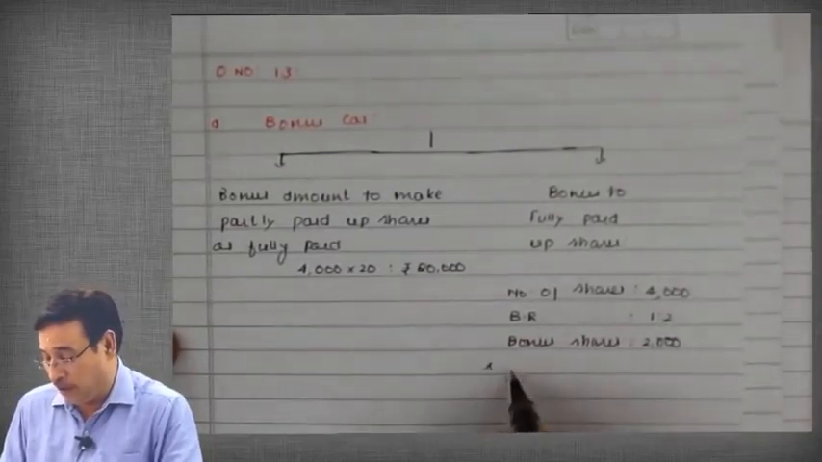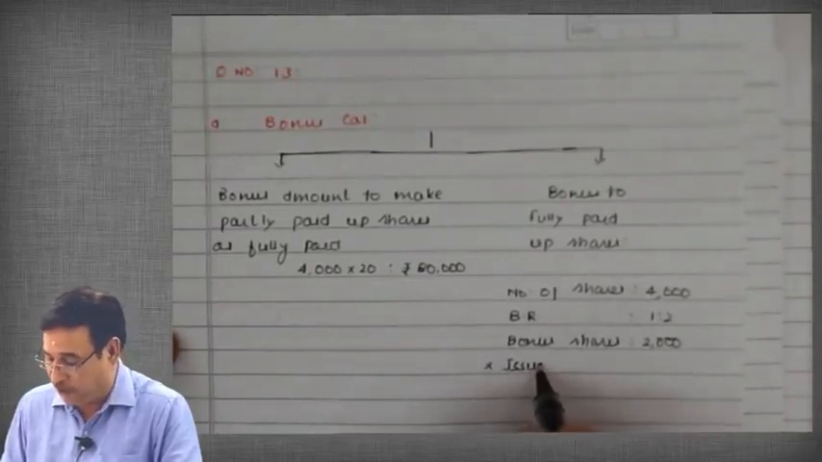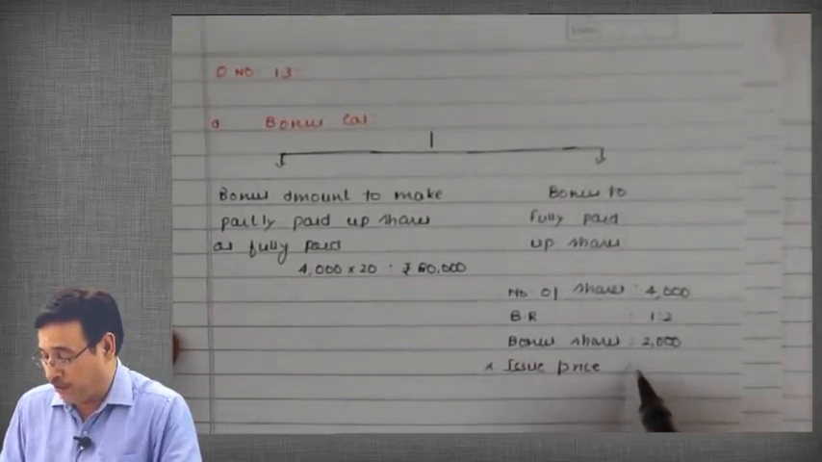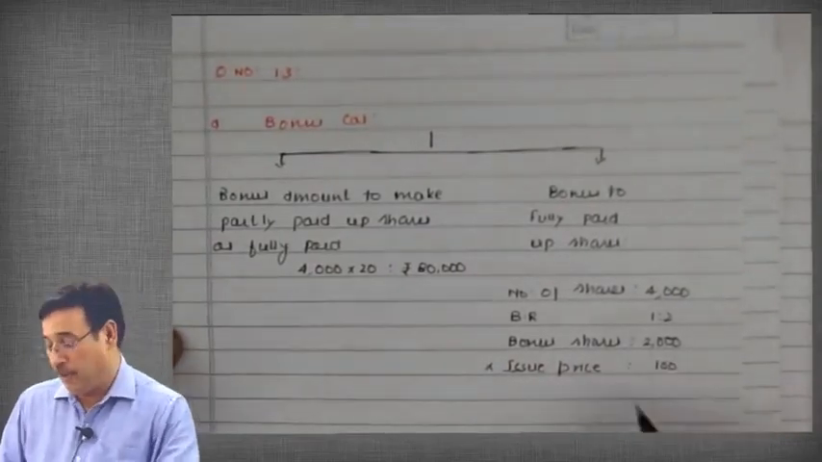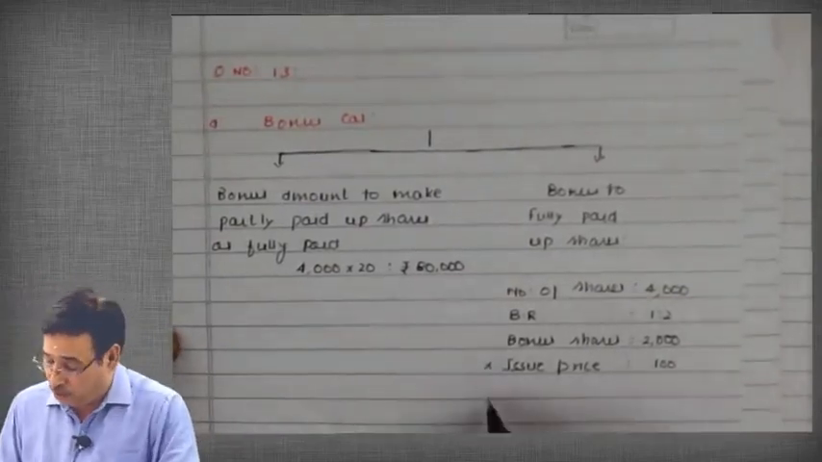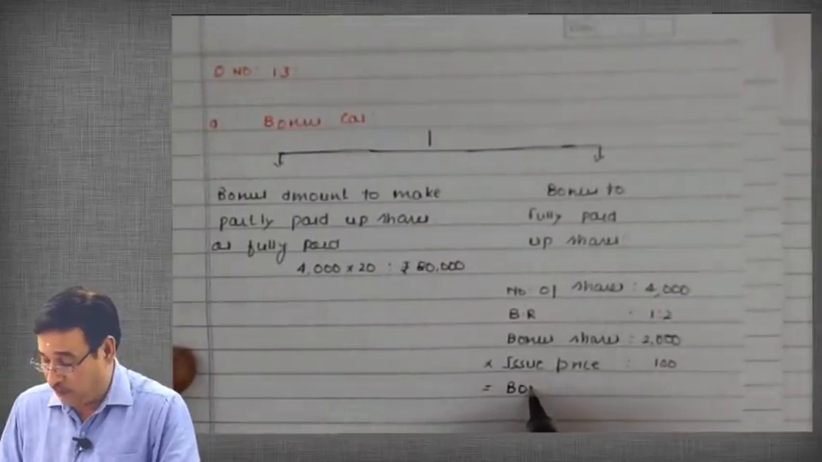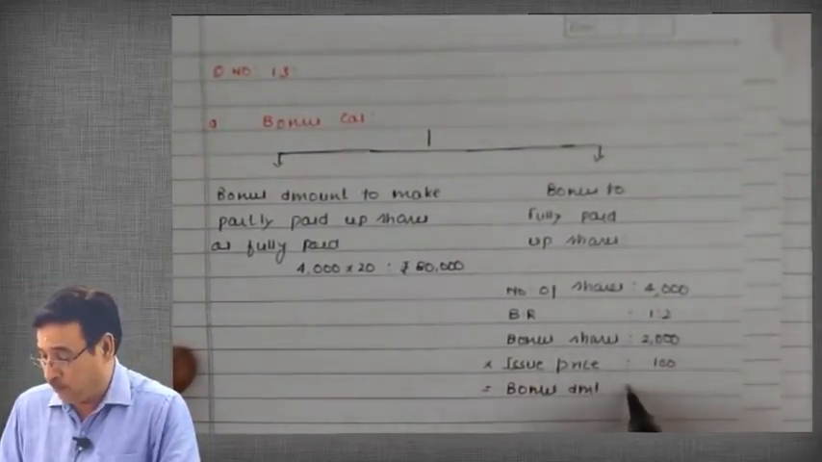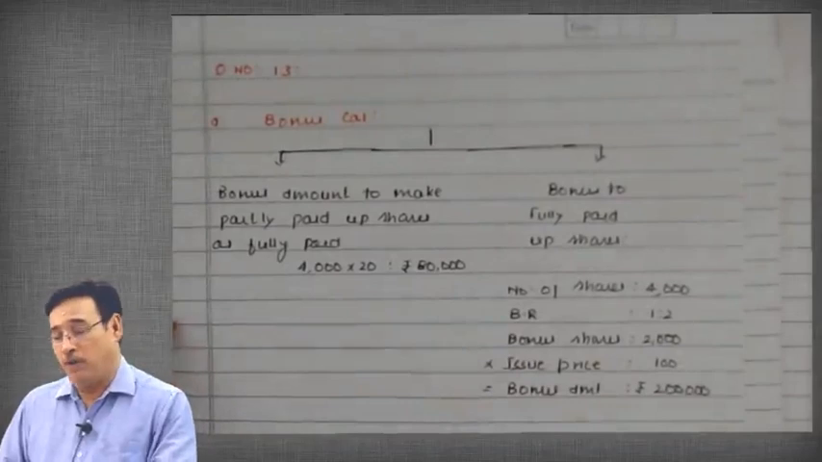You are going to multiply it with the issue price. Because issue price is generally not mentioned in the question, we always take the face value, but remember now your face value is 100, correct? So total bonus amount will be equal to how much? Bonus amount will be equal to rupees 2 lakhs. So bonus amount is rupees 2 lakh.